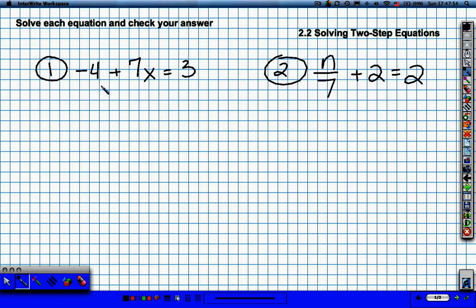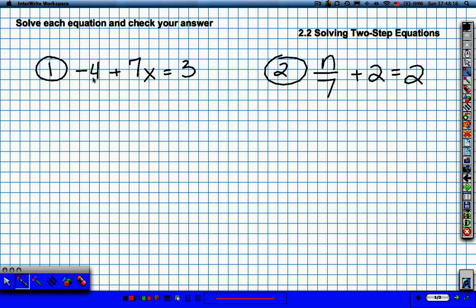Now in this problem we see that we're taking our constant and adding it to our variable term here. So what we're going to have to do is first move our constant over to the other side and then divide by 7 to isolate our variable to get our answer. So in order to first move our 4, we're going to add our inverse.